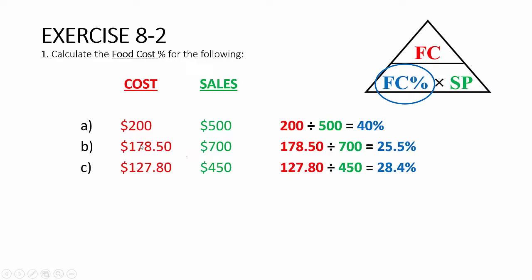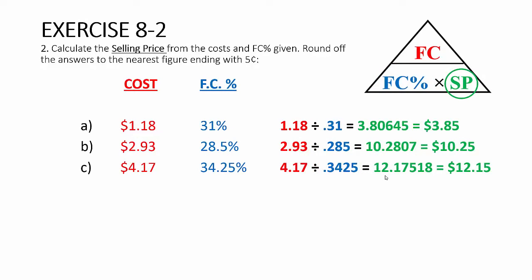And we do the same thing here with a cost of $178.50 and sales of $700. We divide these two to get 25.5%, and costs of $127.80 divided by sales of $450, we get a food cost percent of 28.4%. Let's look at it in a different way with the pyramid.